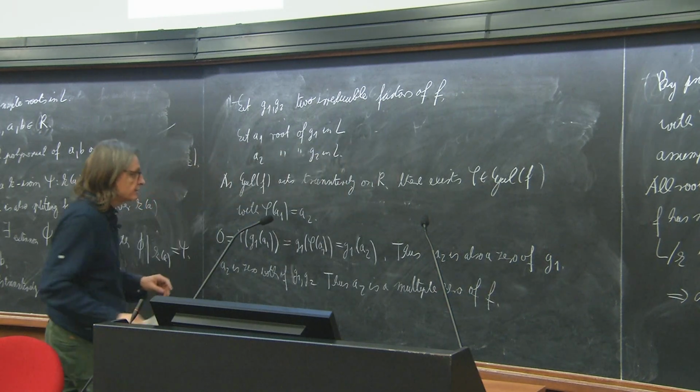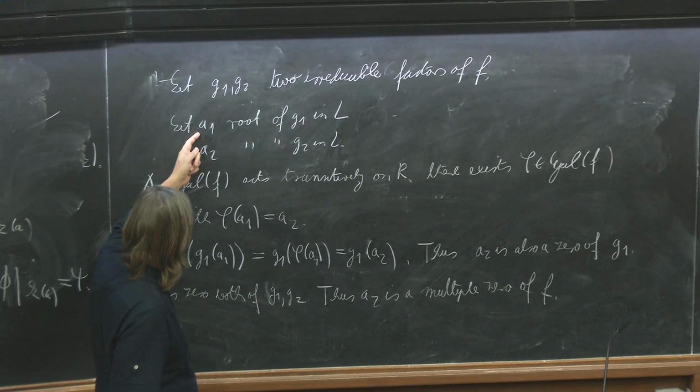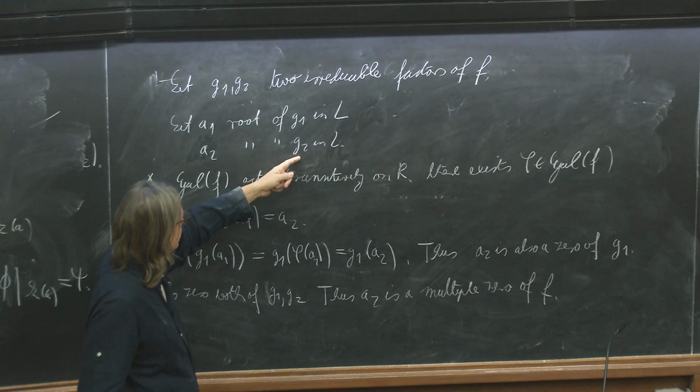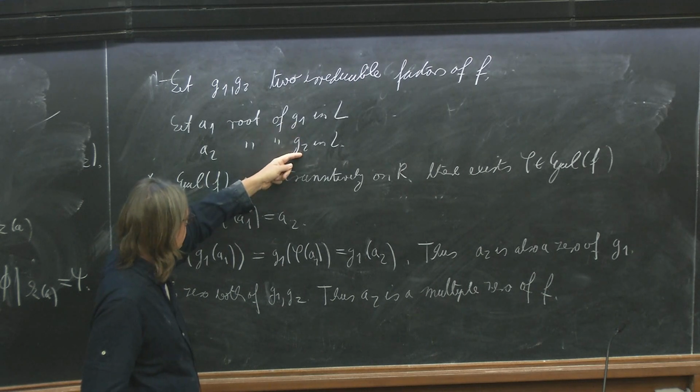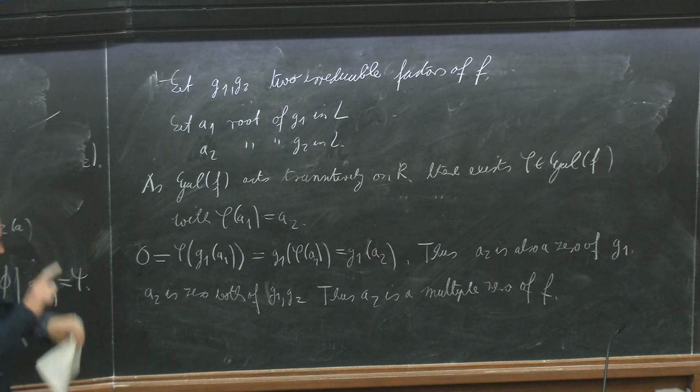It means that G1 is divisible by x minus A2. G2 is also divisible by x minus A2. So G1 G2 is divisible by x minus A2 squared. And so also F is divisible by x minus A2 squared. OK.